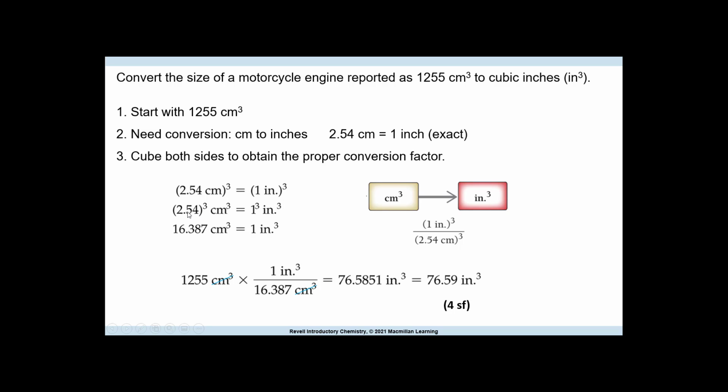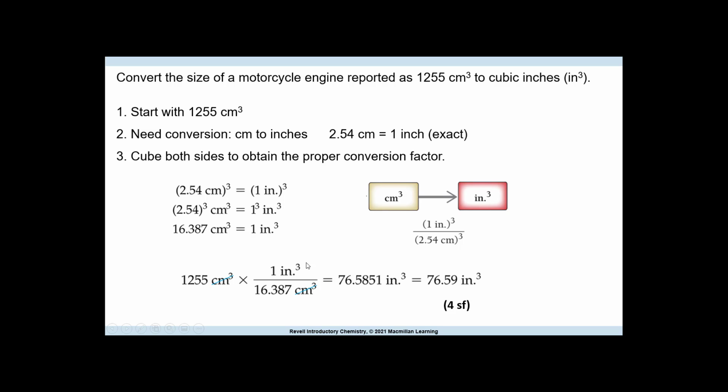When we do that, we cube this, which gives us 16.387. We cube our units too. Now we can set this up, here's the map. We go from cubic centimeters to cubic inches. So we have 1,255 cubic centimeters. We use our equality, which is 1 inch cubed on top over 16.387 cubic centimeters. And then we get our long calculated answer.